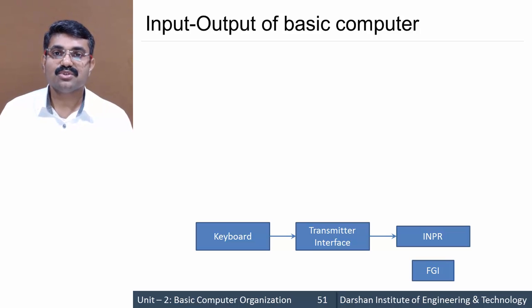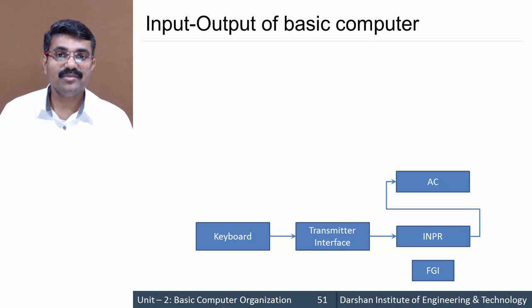But the condition to store this data onto the INPR register is decided based on a flag. That flag is termed FGI. It is a flip-flop, and FGI stands for flag input. As per the common bus system, the content of INPR can only be shifted to the accumulator. So based on this flag, the content would be transferred to the accumulator.